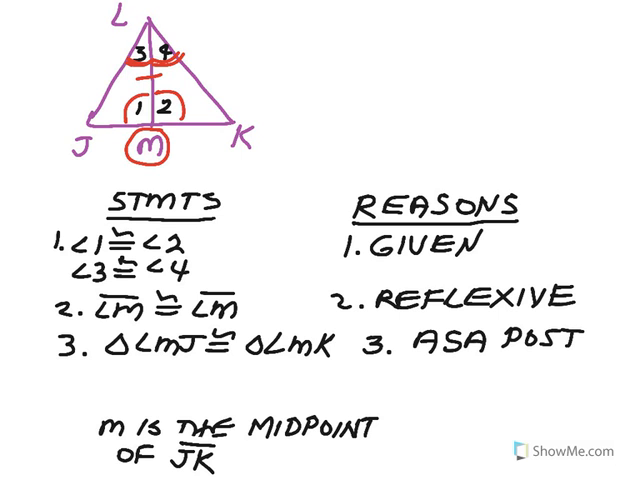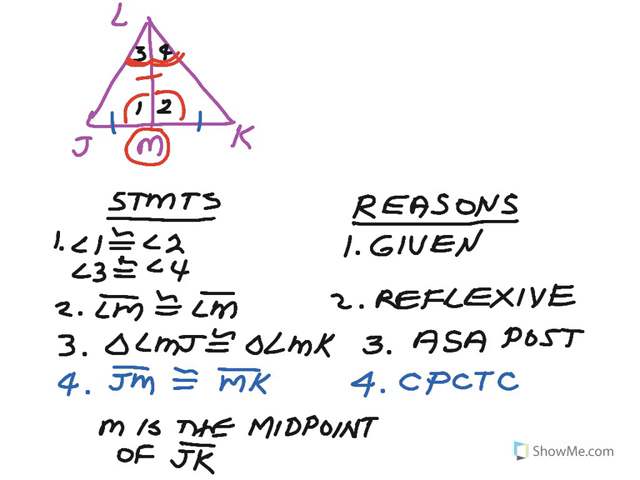Okay, now that I've got those two triangles congruent, remember earlier I said I had to establish that JM and MK were congruent? Well, I can now say they are because they're corresponding parts of two triangles I've just proved congruent. So segment JM is congruent to segment MK because they are corresponding parts of congruent triangles, and therefore they are congruent. And I'm pretty much done now, because if those two are equal, M must be the midpoint of JK, and the reason for that is the midpoint definition.